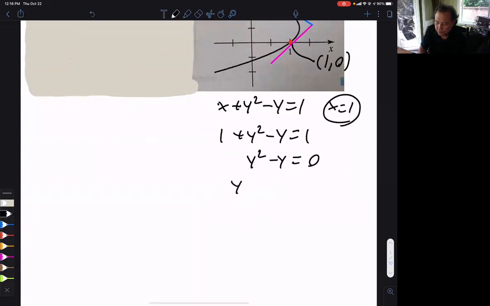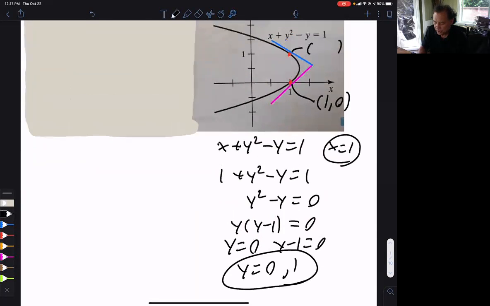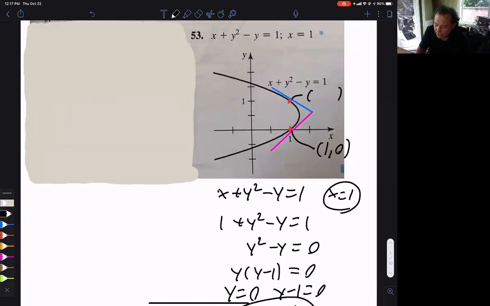Then we factor. And if that equals 0, then we have a true equation. So we set each factor equal to 0, and we have our 2 points where they touch. So we know 1, 0, and the other one is 1, 1. So those are our 2 equations.